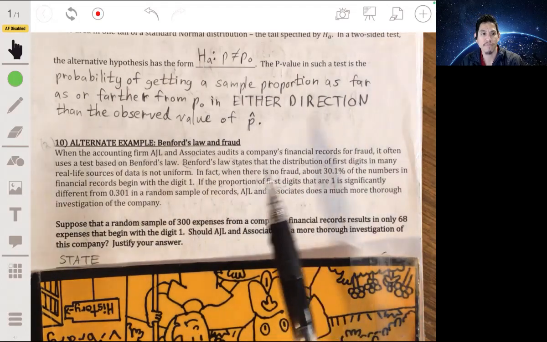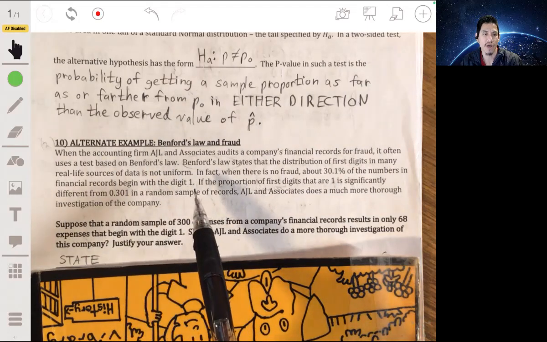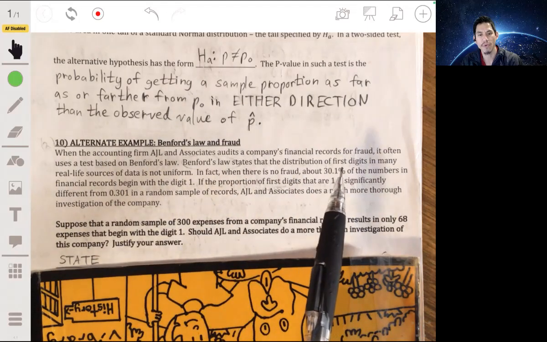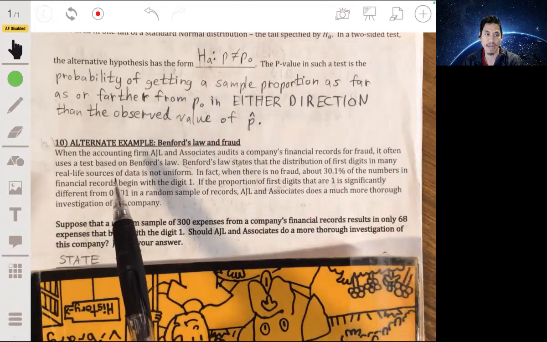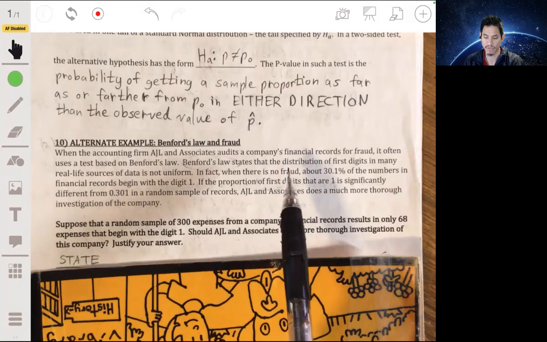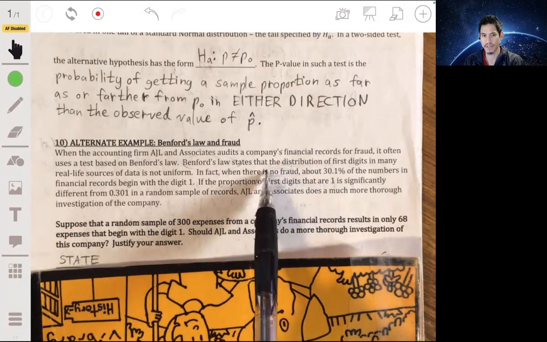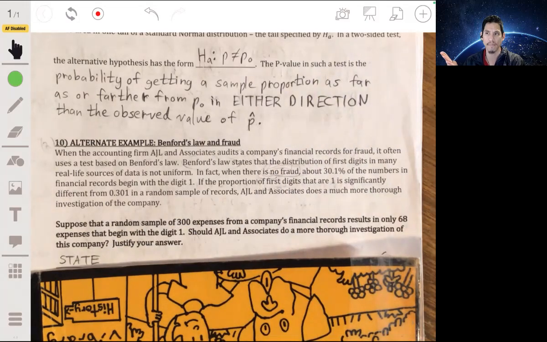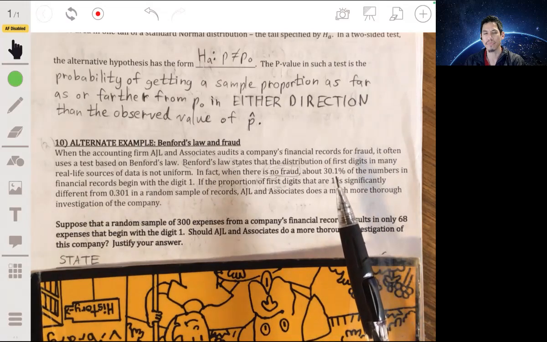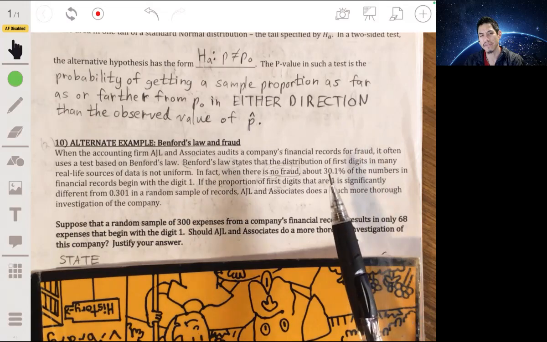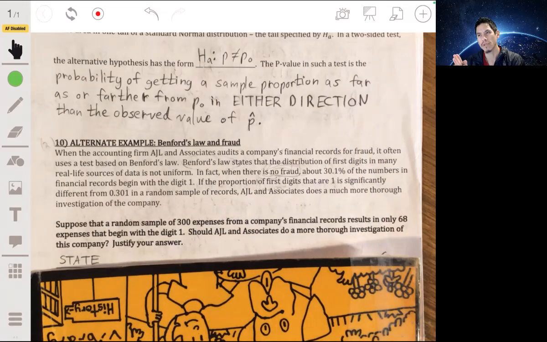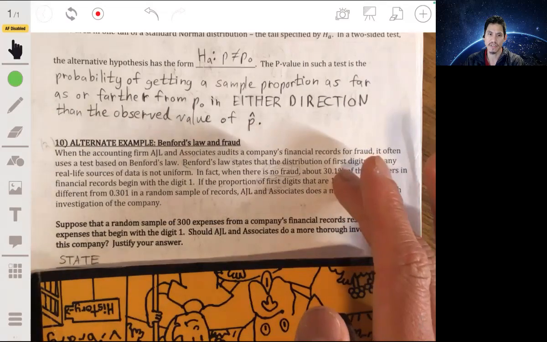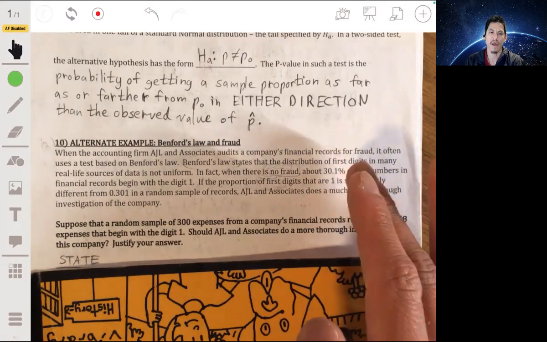30.1% of them will begin with the digit 1. So they should expect that 30.1% of the numbers in the financial records should begin with the digit 1 if there is no fraud. So this is actually true, and some people don't know this. So when they're checking to see if you're making up your numbers and making up data, trying to maybe cheat taxes or something, they check to see if you have a suspiciously large difference of your digits beginning with 1 from 30%.